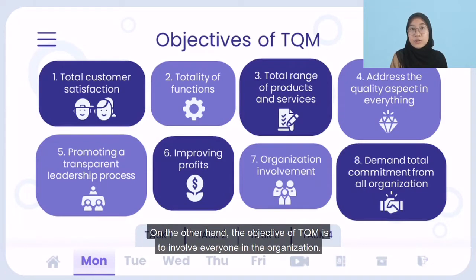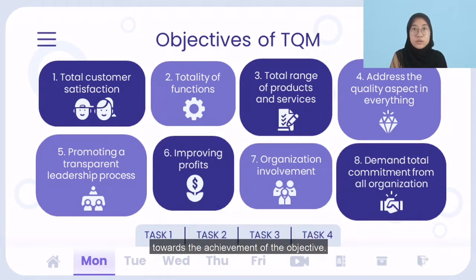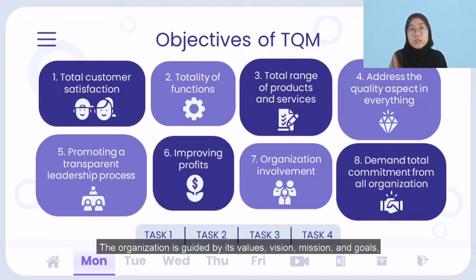On the other hand, the objective of TQM is to involve everyone in the organization. It is done by developing an organization in which people are at the center of all activities and are encouraged and empowered to work in groups to achieve objectives. Last but not least is to demand total commitment from all in the organization towards the achievement of the objective. The organization is guided by its values, vision, mission, and goals, which are established through the strategic planning process.